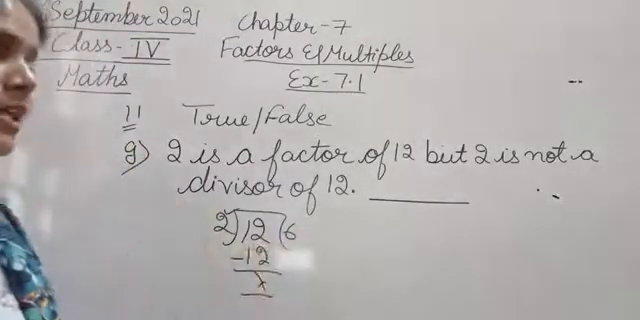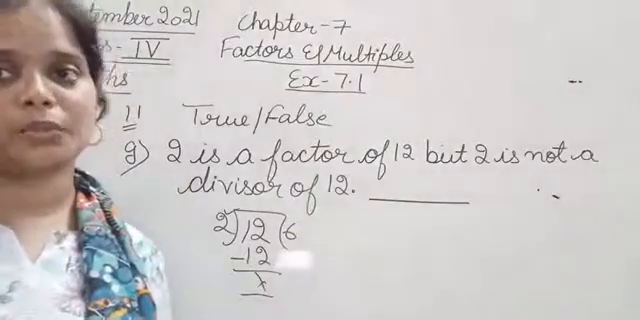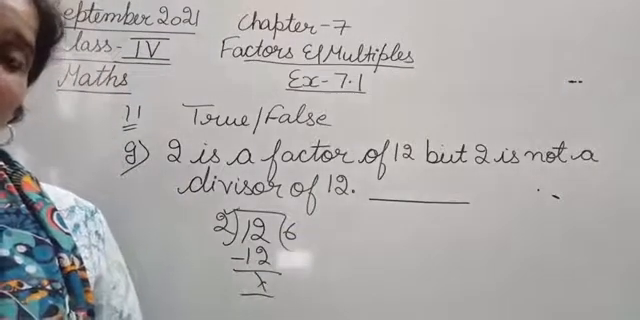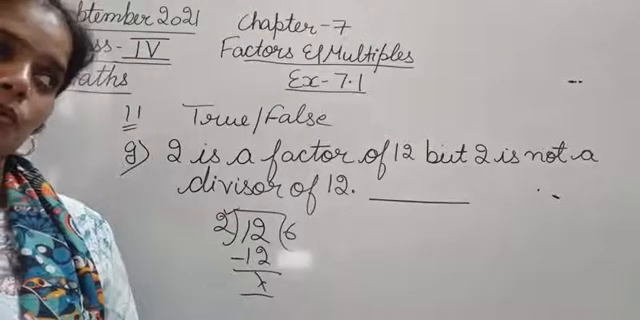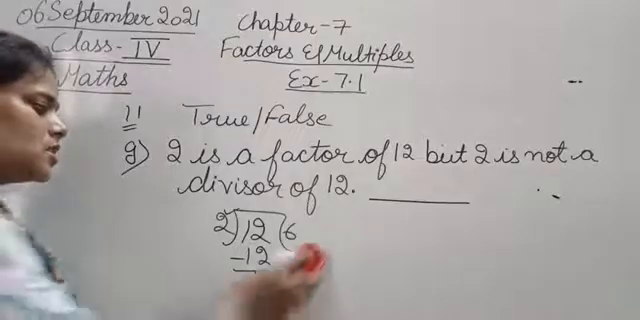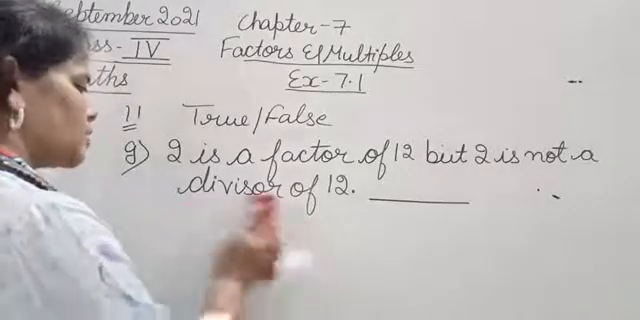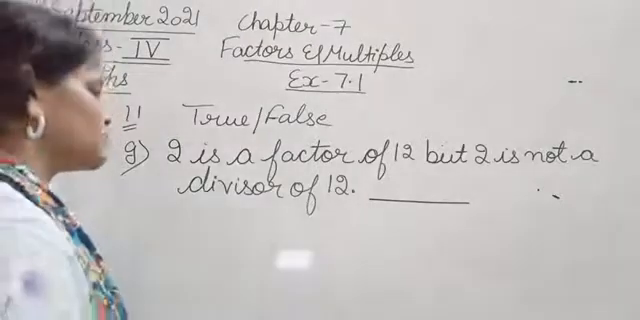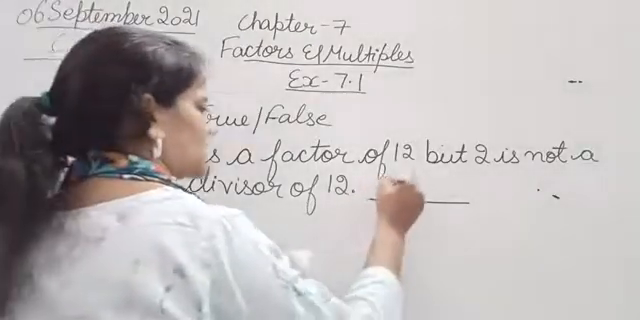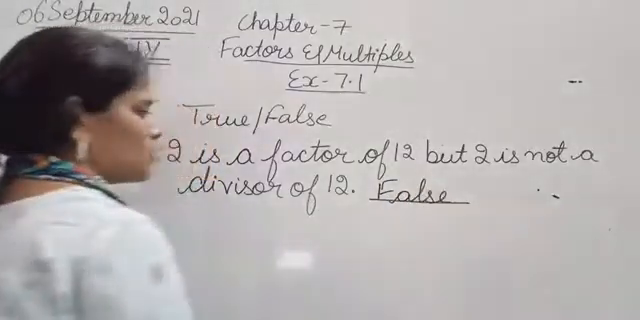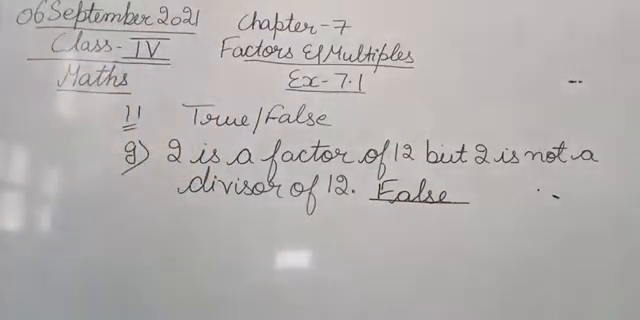So 2 is the factor as well as the divisor both. Okay, so 2 is the factor of 12 and it is the divisor of 12 as well. So वो दोनों में वो factor भी है और divisor भी है. So this statement is completely false. So 2 is the factor of 12 but 2 is not a divisor of 12. That is false. Clear? चलिए.